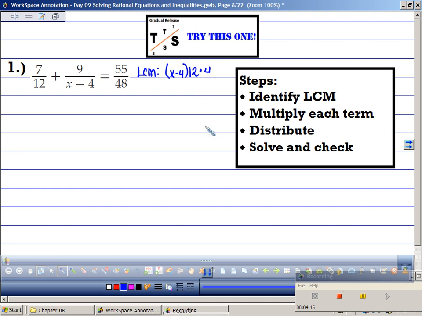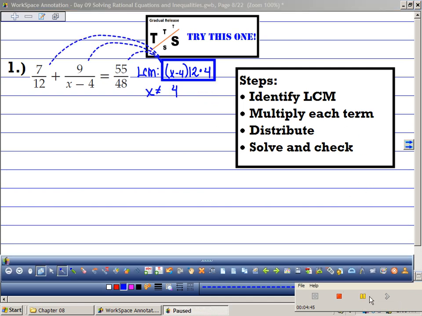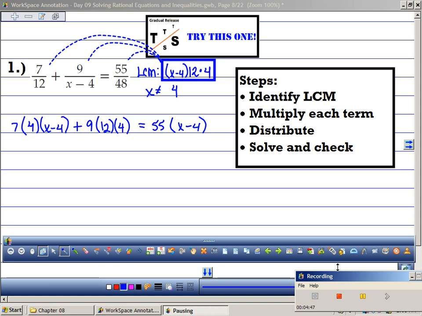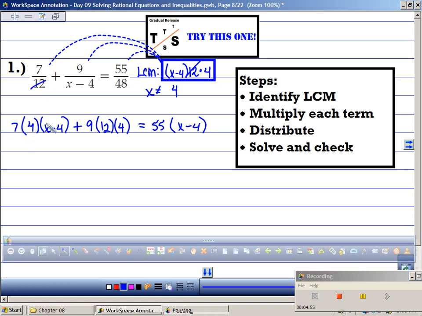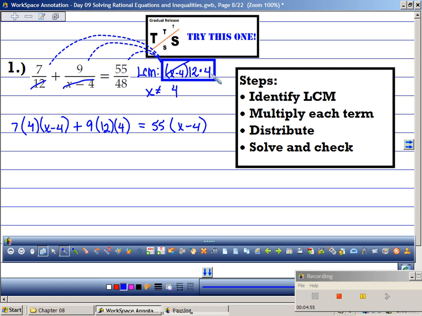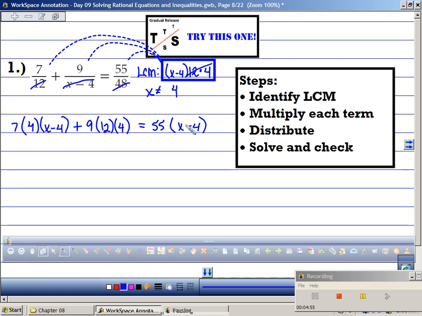Okay, here's my LCM. I need to record. Okay, that's what I got. When I canceled my 12, then this 12 canceled and I had 4 times x minus 4. That's why that's there. When my x minus 4 canceled, I was left with 12 and 4. And when my 48 canceled, I was left with x minus 4. So now we just need to distribute.